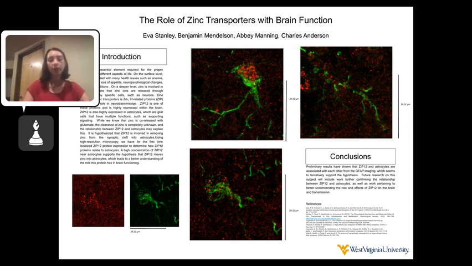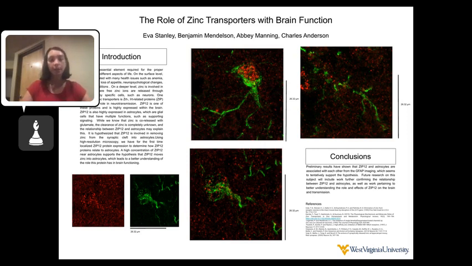Using high-resolution microscopy, it is possible to see how ZIP12 and astrocytes interact with each other through looking at the stained brain slices of the auditory cortex in mice, as well as to determine the localization of ZIP12. Through this imaging and staining, it is possible to determine where ZIP12 is in relation to astrocytes.